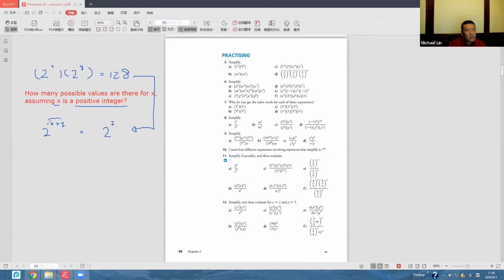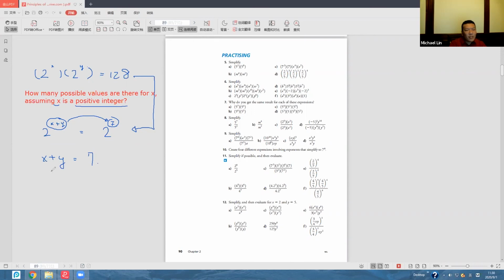So that means these two exponents must be equivalent, right? 2 to the power of something must equal 2 to the power of 7. Therefore, this something must equal 7. Does that make sense to everybody so far?